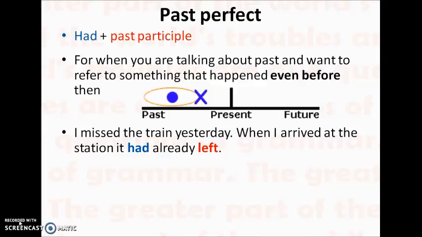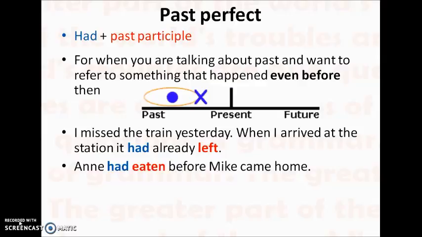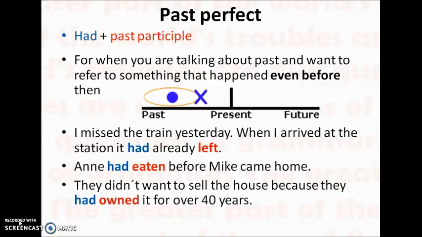For example, I missed the train yesterday. When I arrived at the station, it had already left. Anne had eaten before Mike came home. They didn't want to sell the house because they had owned it for over 40 years.